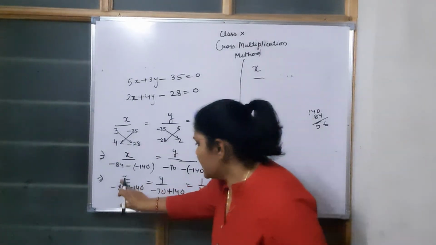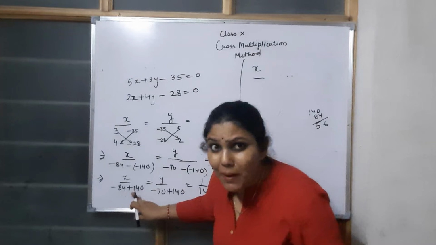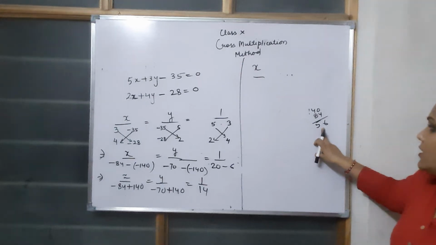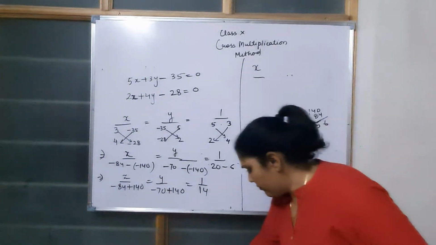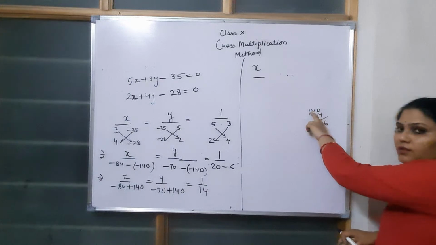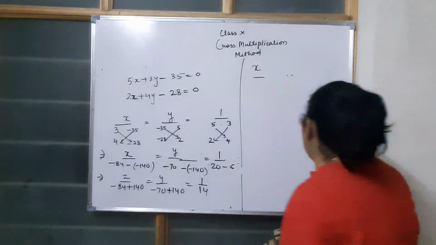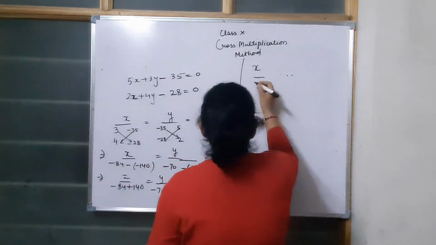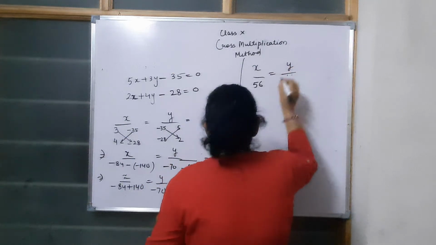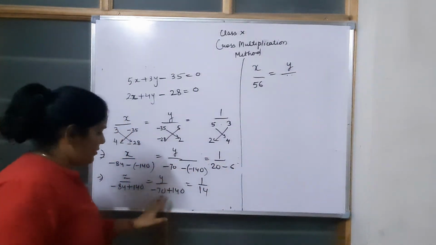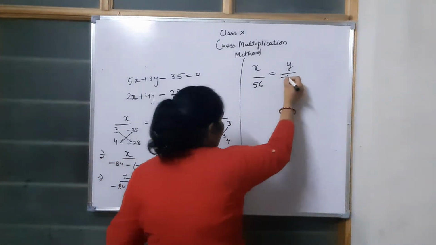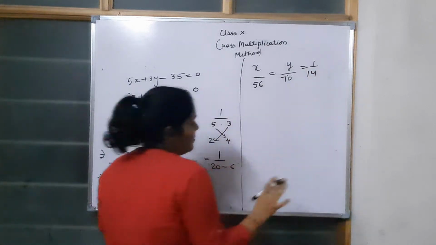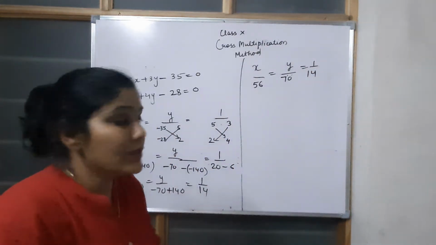Again, for x: minus 84 plus 140, plus minus, I'm just subtracting and the sign will be of the greater number, which is what? 56. All right. So this is 56. Now just look here, -70 plus 140, plus minus. Now 1 upon 14, just simplifying. Now we just need to find out the values of x and y.